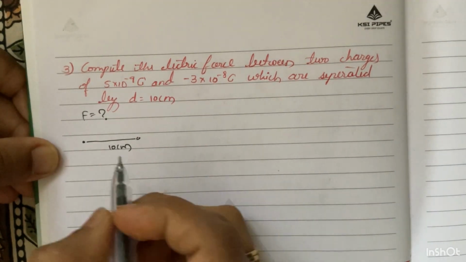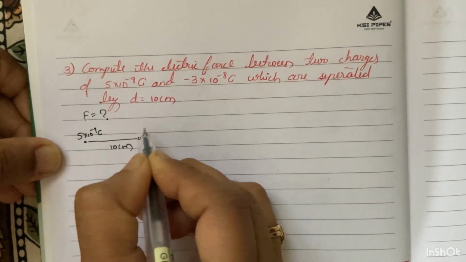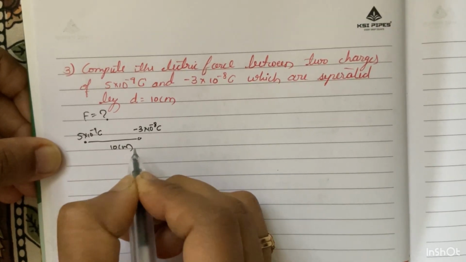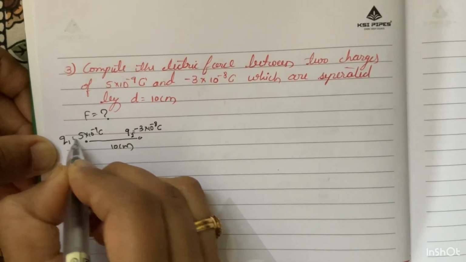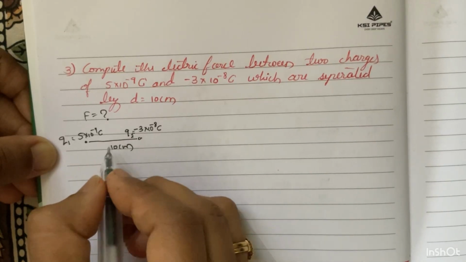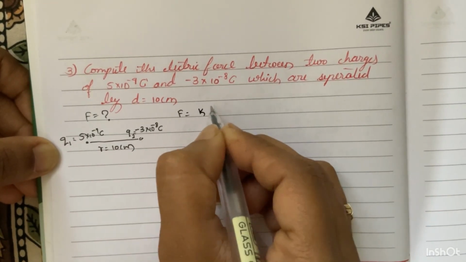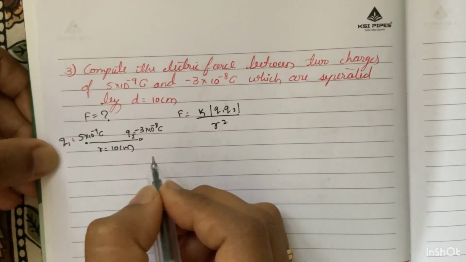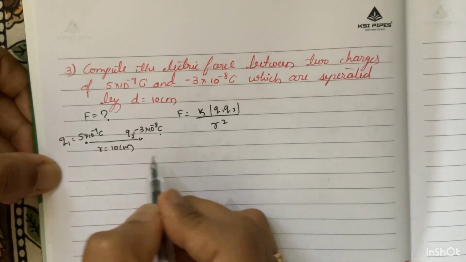These two charges are: one is 5 into 10 raised to the power negative 9 C, and another charge is negative 3 into 10 raised to the power negative 8 coulombs. Let me consider one as q1 and the other as q2, and this 10 centimeter is nothing but the distance, which in the formula is r. For the formula, I'm going to write F equals k q1 q2 divided by r square. Now q1 and q2 are in coulombs, but the distance we need to convert to meters.